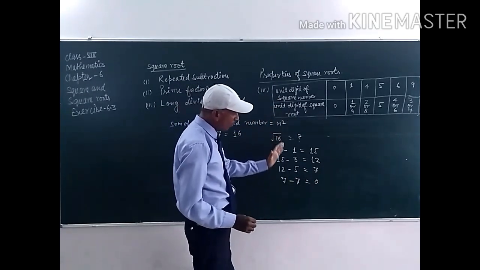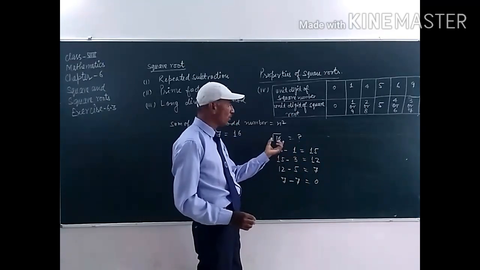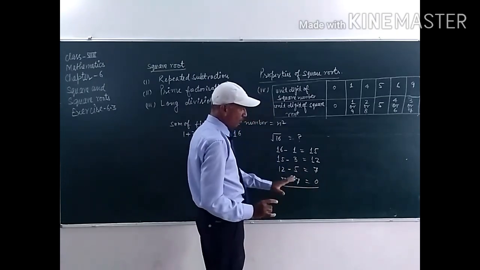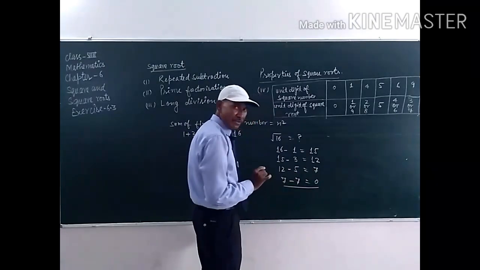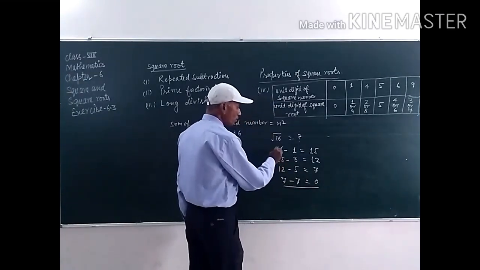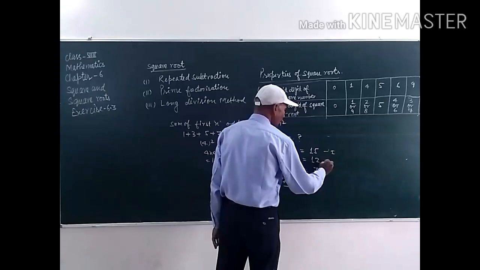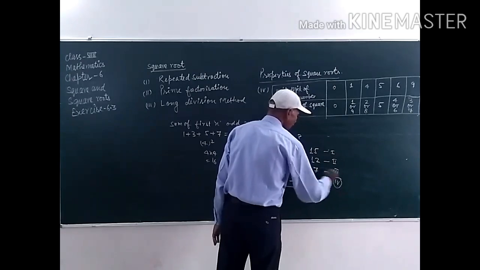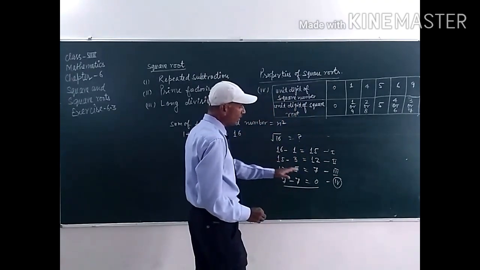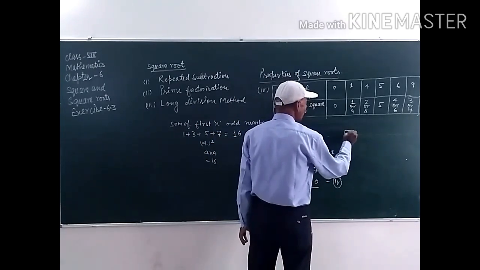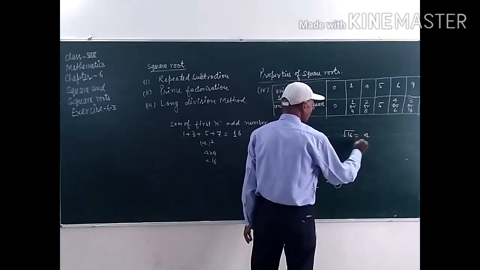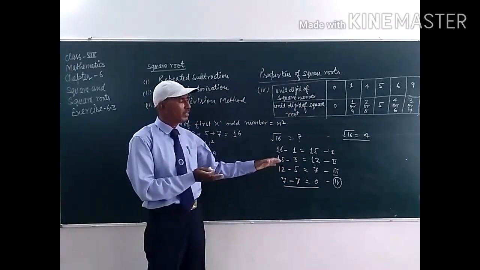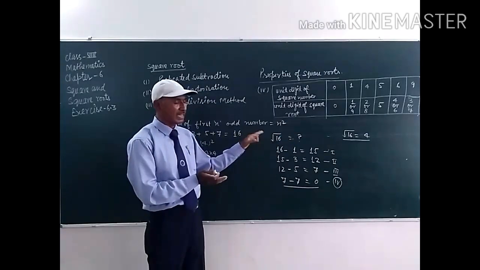So, in however many steps we reach 0, that will be the square root of the number. Clear, students? Here 7 minus 7 is 0, so there is no number left. This is the first step, second step, third step, and fourth step. So in 4 steps we reach 0 here. So, the square root of 16 is 4. In how many steps we find 0, that is the square root of the given number.